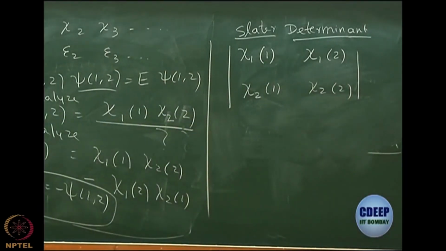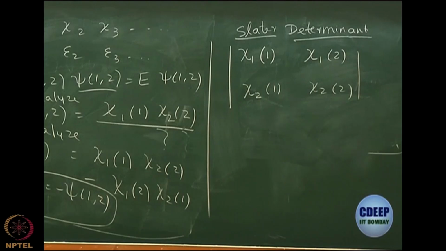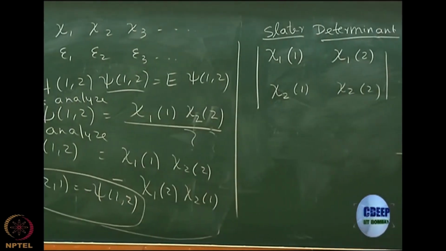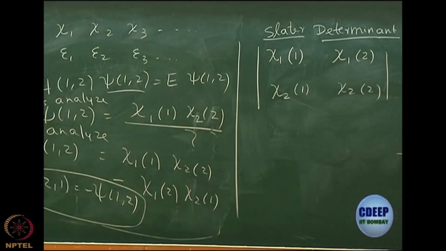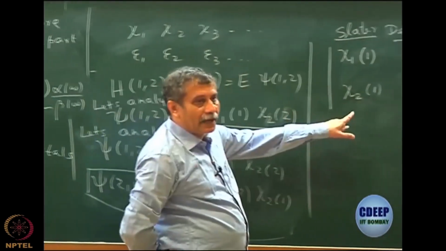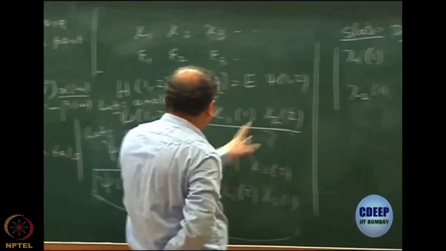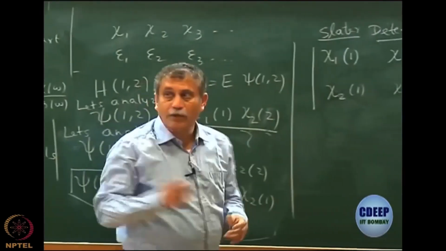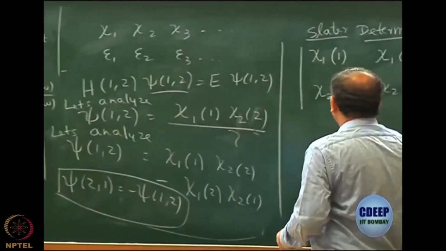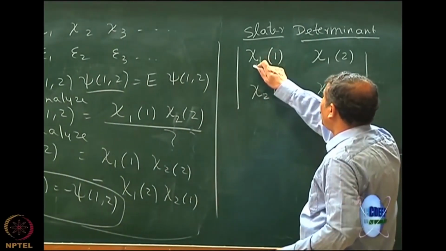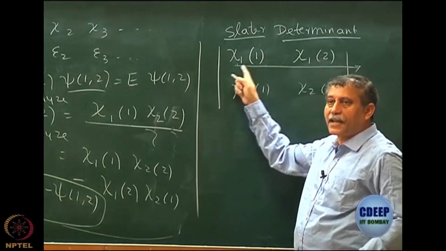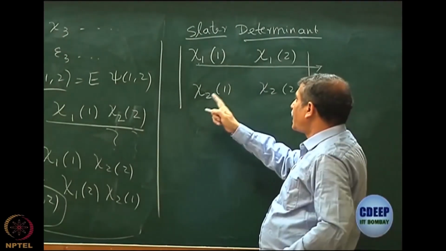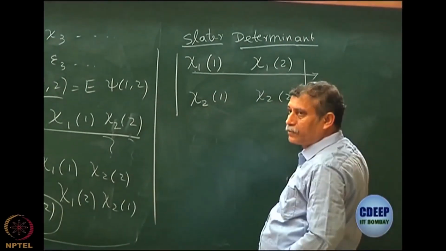If you take a determinant of this, you can see that the diagonal is chi1 1 into chi2 2, and then you take minus chi1 2, chi2 1. So this function automatically becomes a determinant. If I write it in this form, the trick to write this determinant is the following: once I know the two spin orbitals, one row should be characterized by one of the spin orbitals. So let us say chi1.